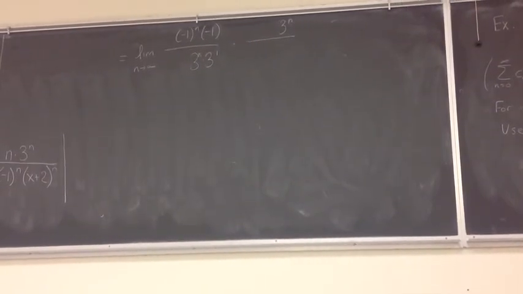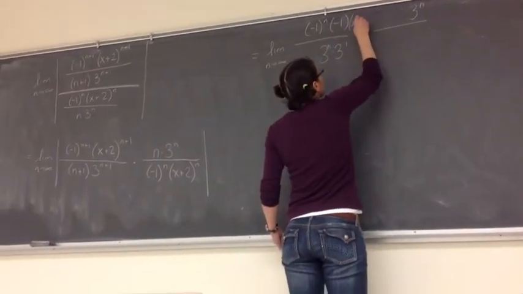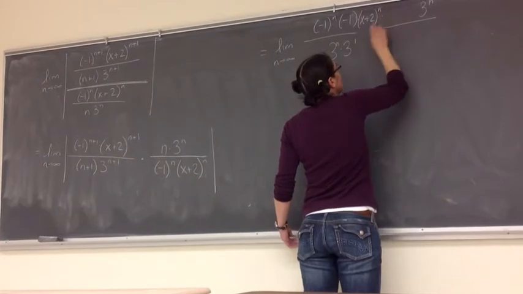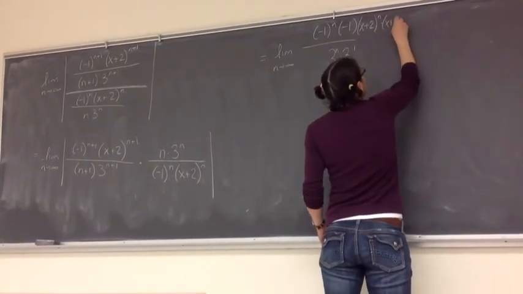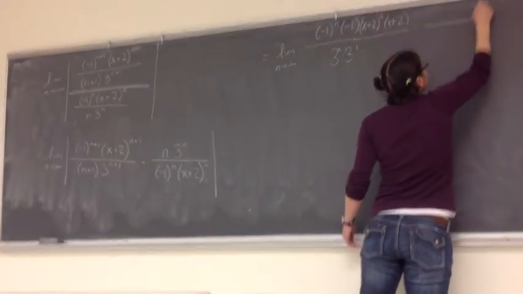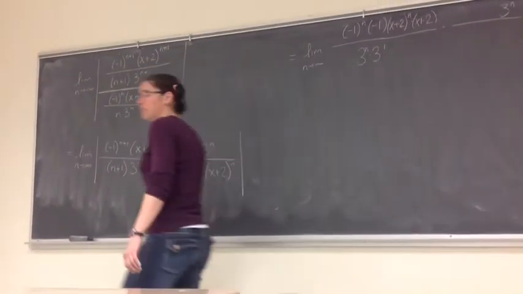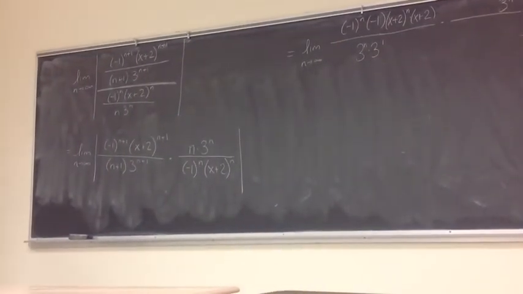Jeff? You could do x plus 2 to the n times x plus 2 to the 1, right? Okay, x plus 2 to the n times... Uh-oh, I didn't leave enough space. x plus 2 to the first. Right. Okay. All right. Anything else that we can rewrite?